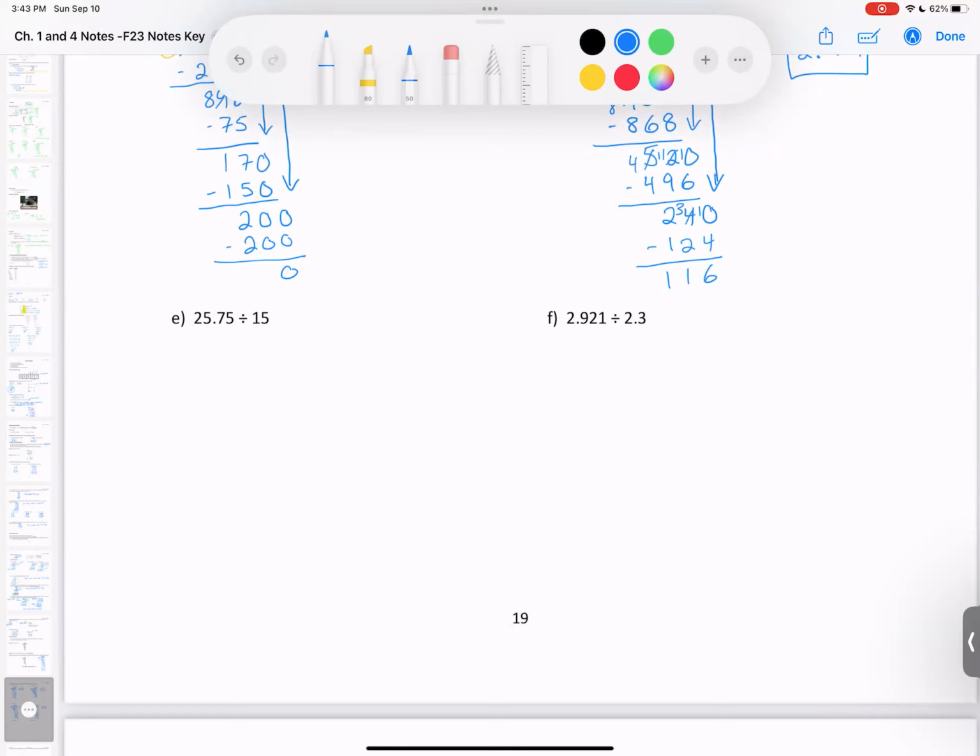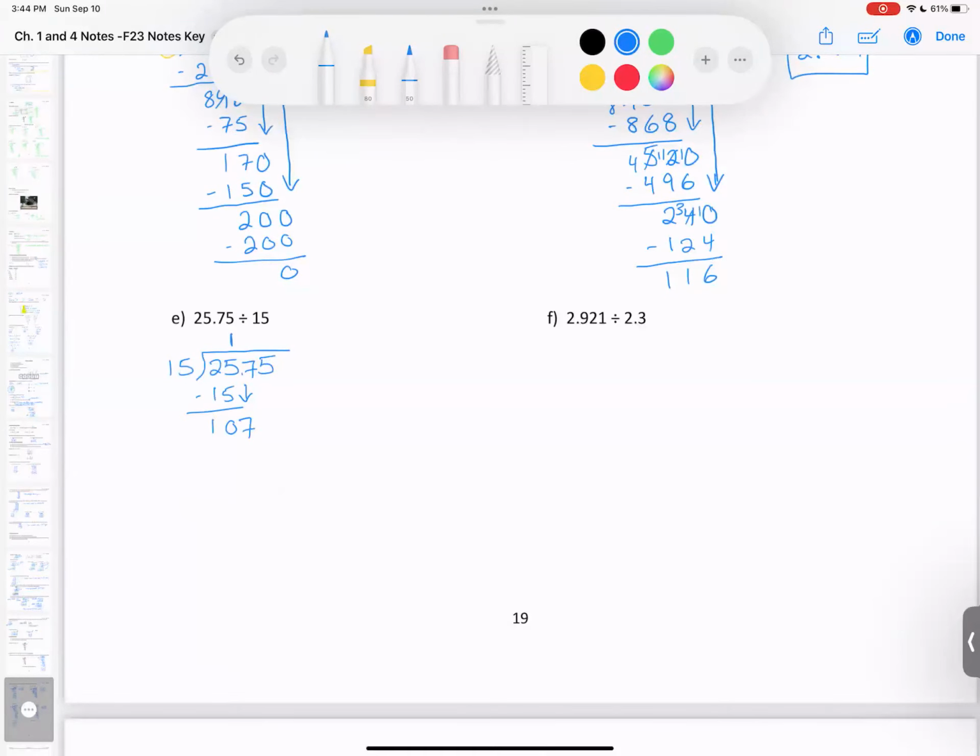All right, now we have 25 75 hundredths divided by 15. So we can fit 1 group in the 25, leaving us with 10 left over. Drop down that 7. So how many groups of 15 fit in 107? So I can go 107 divided by 15 on my calculator, and it tells me it's 7 and a bit.